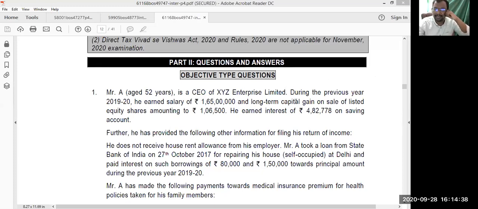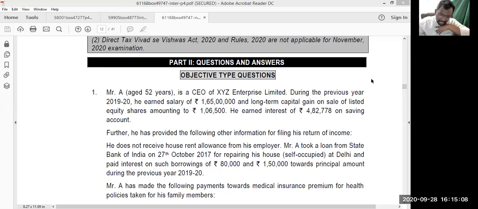Because it is said long-term capital gain on sale of listed equity shares, section 112A comes into picture. And as we already learned, as per the provisions of section 112A, a flat amount of 1 lakh you can claim as exemption. After claiming that 1 lakh exemption, only 6,500 is liable to tax under section 112A at a flat rate of 10%. Clear, everyone? Next.